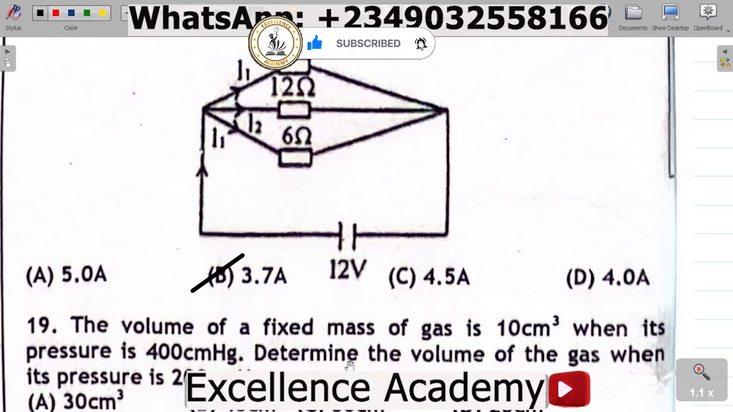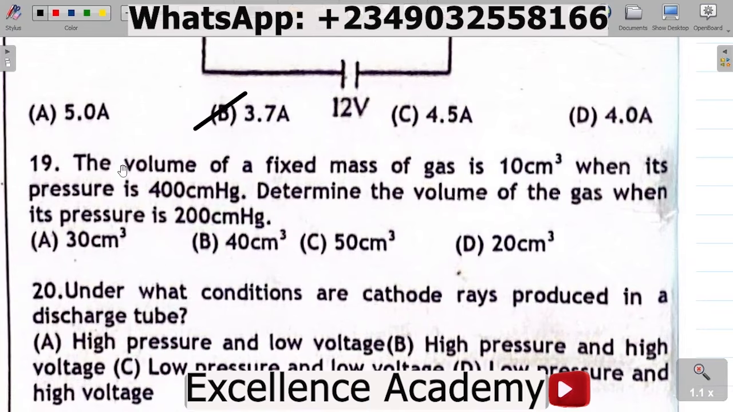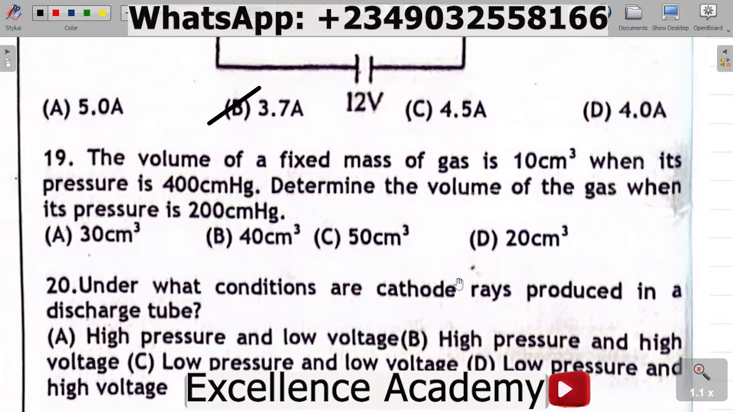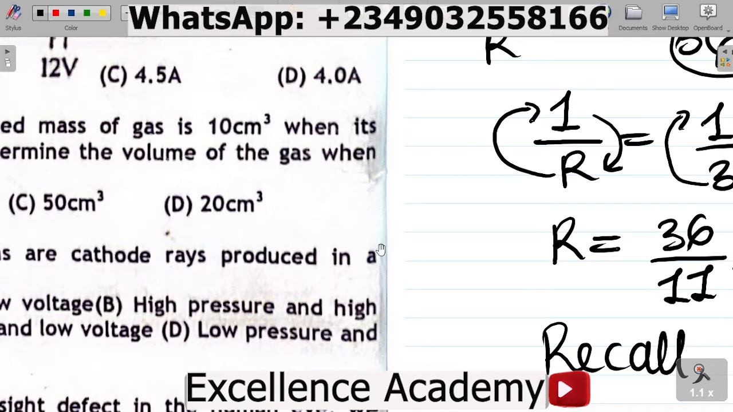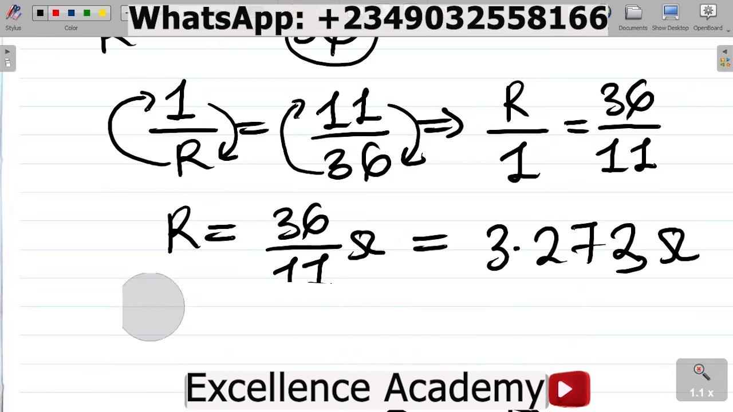Question number 19. The volume of a fixed mass of gas is 10 cm cubed when its pressure is 40 cmHg, that's centimeter mercury. Find the volume of the gas when its pressure is 200 cmHg. Now, how do we solve this question? To solve question number 19, we need to recall Boyle's law, right? So let's solve this using Boyle's law.